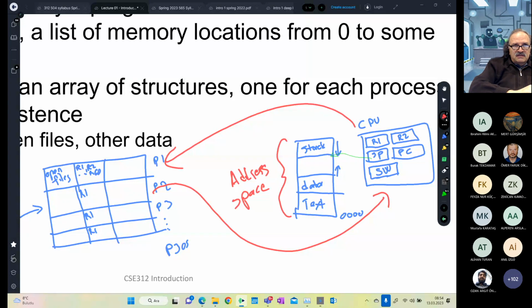Any other questions? I have one. In Task Manager, what we understand as the CPU usage.